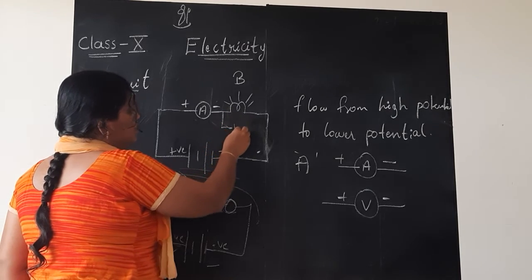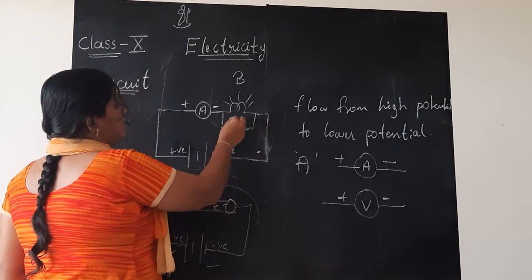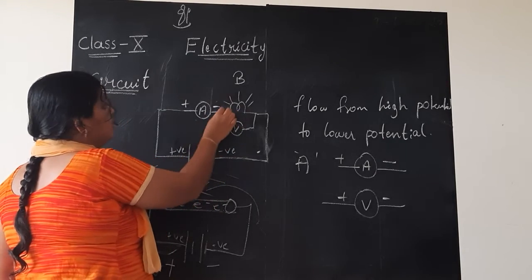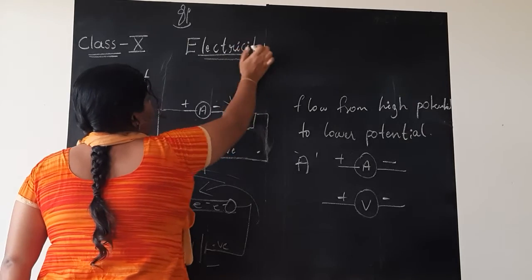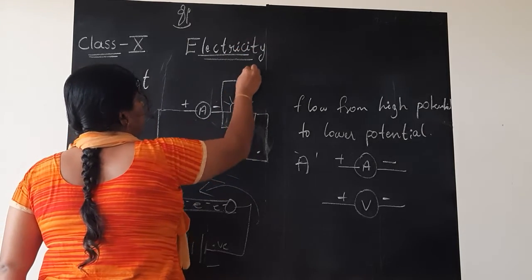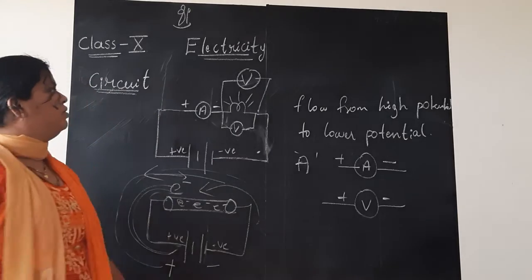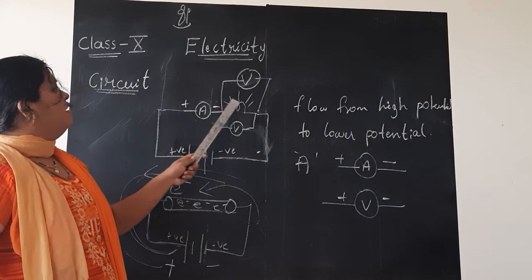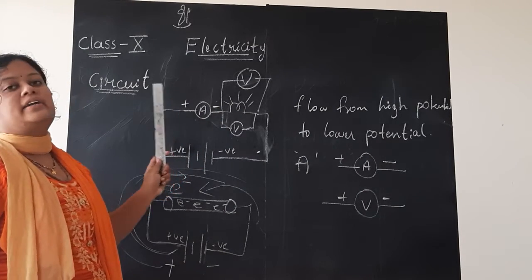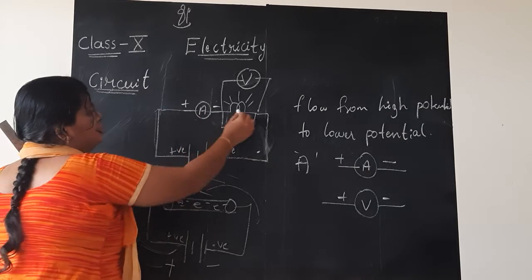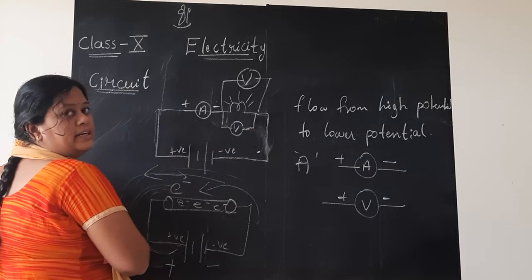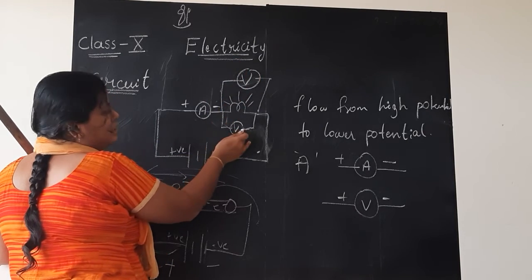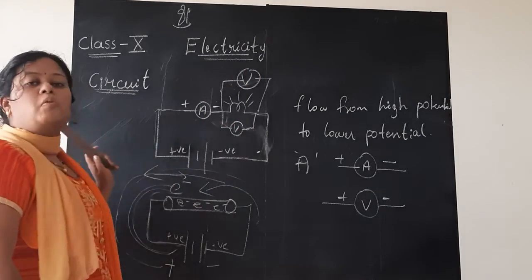Parallel means like this. Below the bulb you will connect it, again mentioning the polarity. See, it is not like you should always connect below the bulb. Here also we can connect like this. Either way you can connect, either top or bottom, but make sure it is connected in parallel. With respect to the bulb, the ammeter is connected in series, means in that line only you should connect. But the voltmeter is connected in parallel, means it should be this way, either top or inside the circuit like this. Either way you can represent the voltmeter.